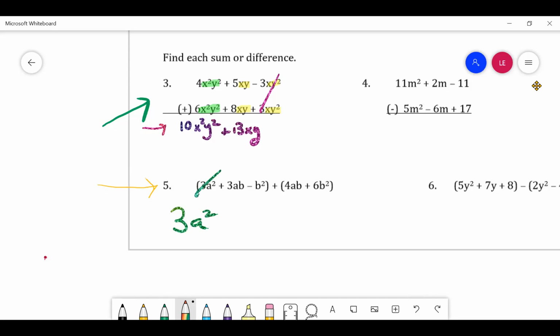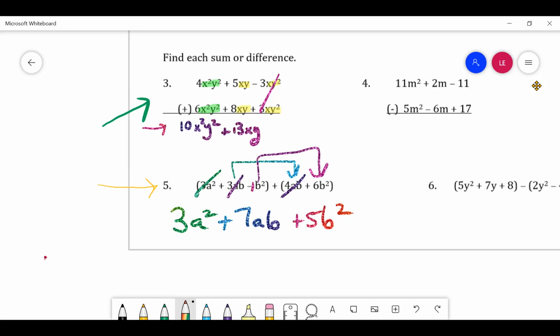I look at the 3ab, I can combine this one with this one. So you just add the coefficients. 3 plus 4 gives you 7ab. That crosses out. And then lastly, you can combine the negative b squared with the 6b squared. Put a 1 in front of the b. So you would just do negative 1 plus 6b squared, which gives you plus 5b squared. And that's how you do that.